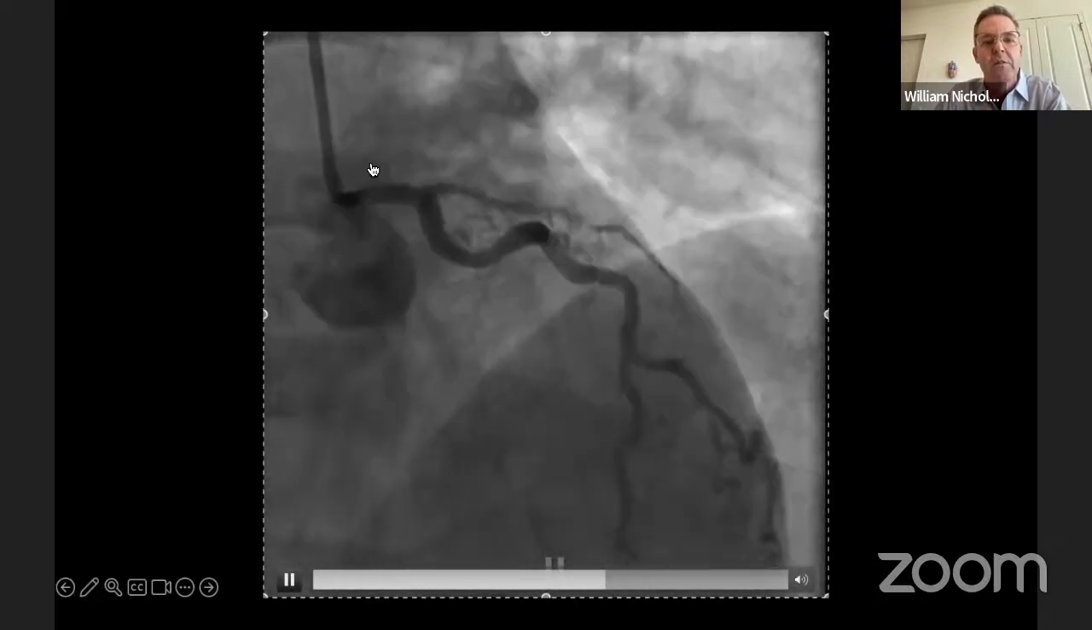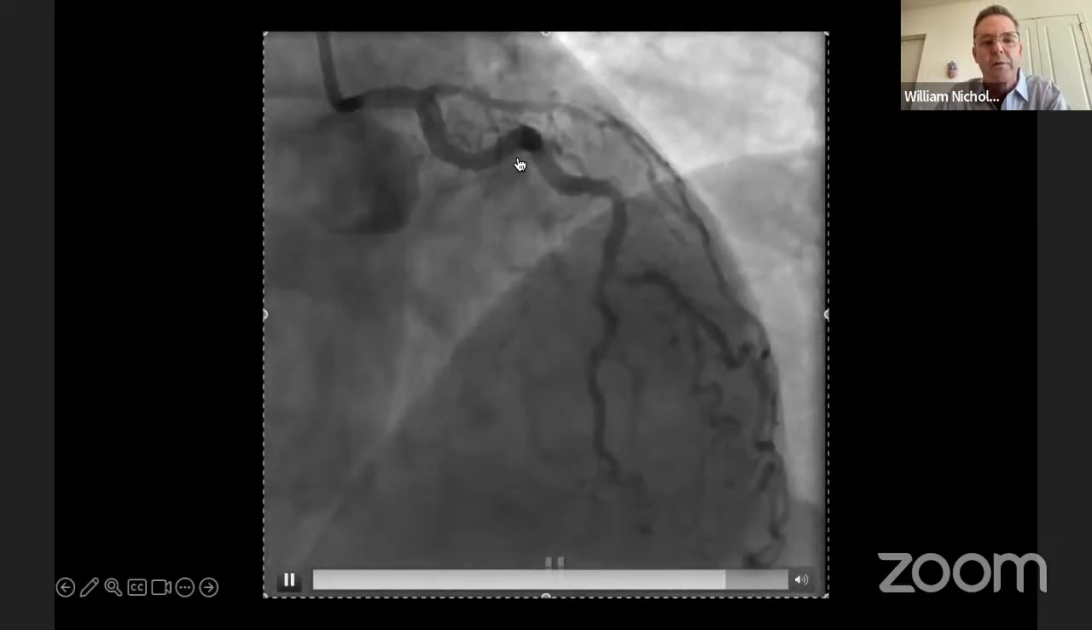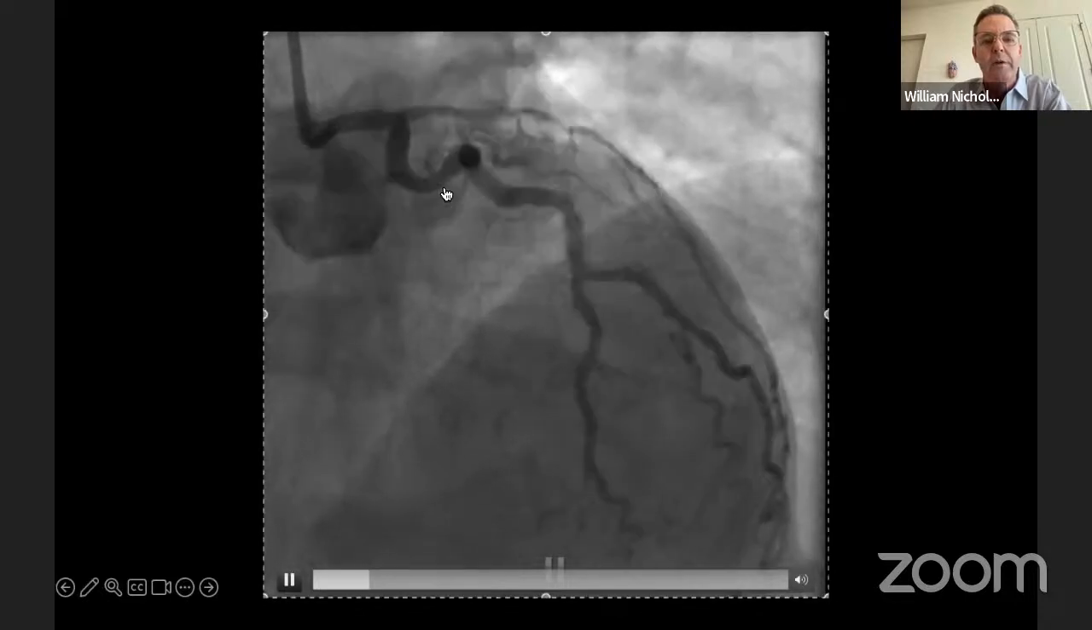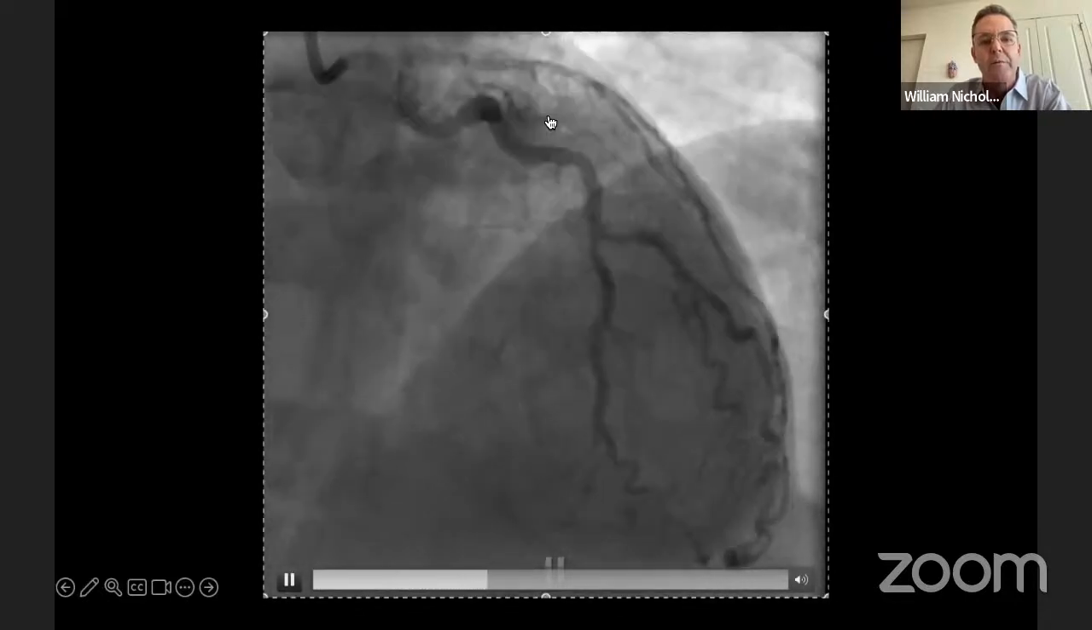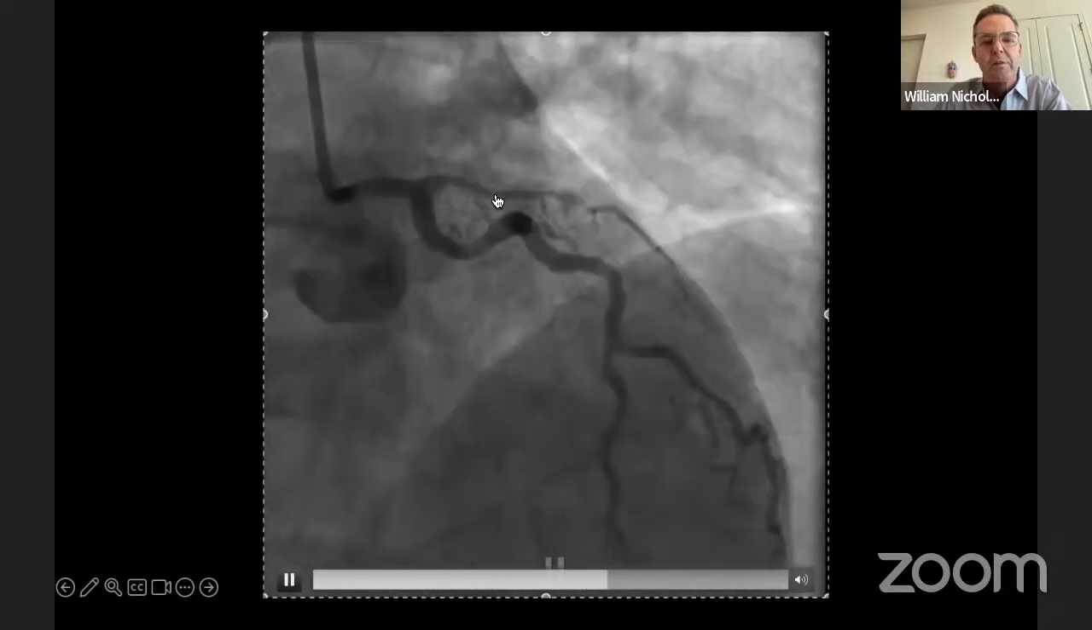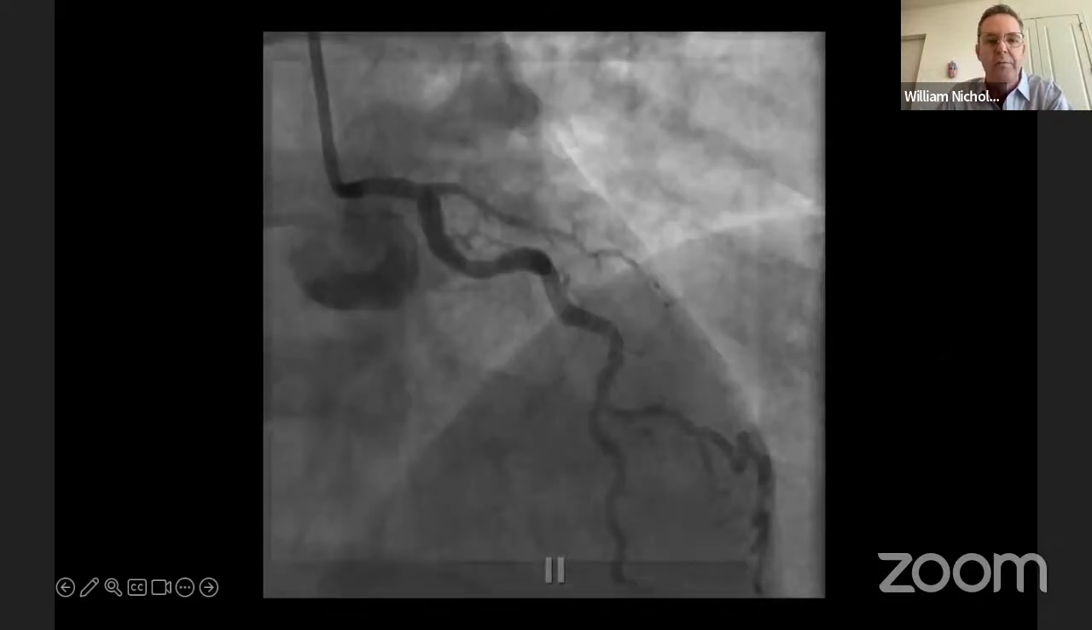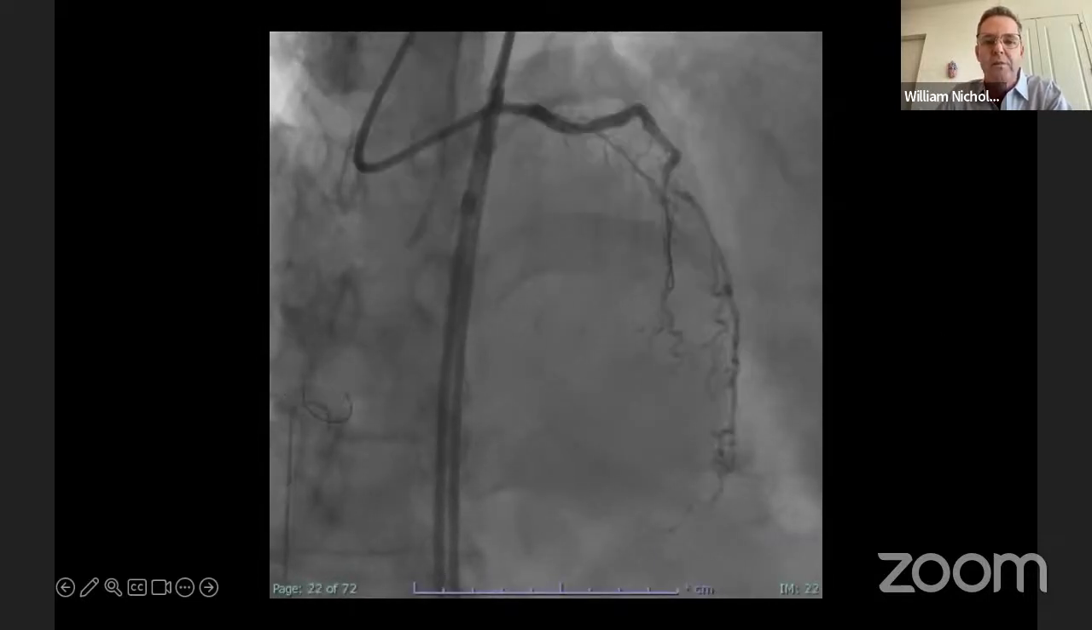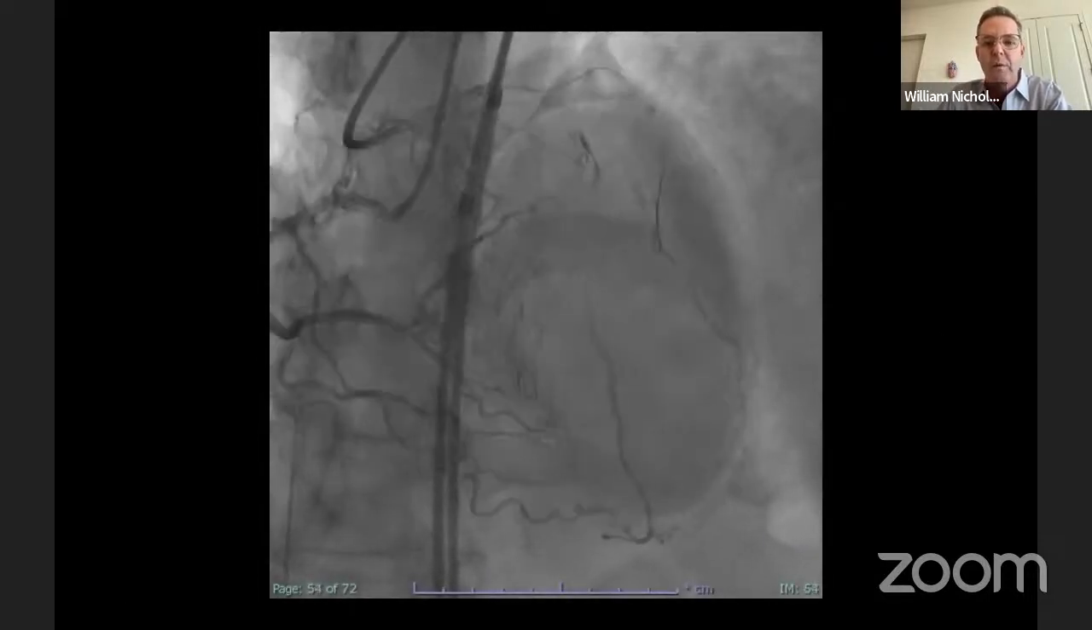And so this is the left main. Obviously, we've got a fully preserved circumflex, and then a ramus branch coming out in the middle. The LAD is flush occluded at the ostium of the LAD. And so dual injections here, I think, will help kind of understand what the challenge is here.